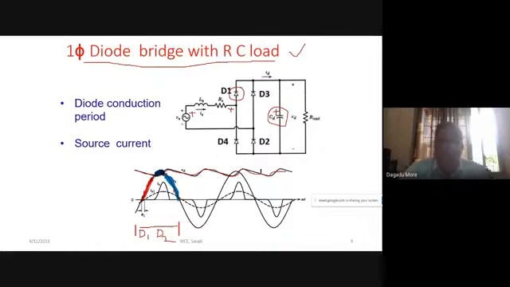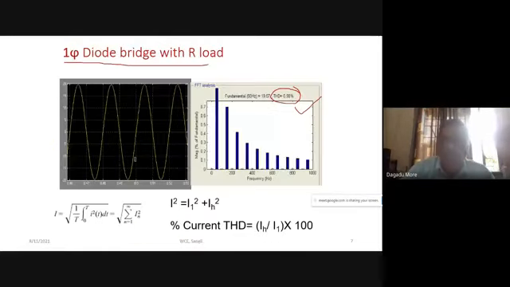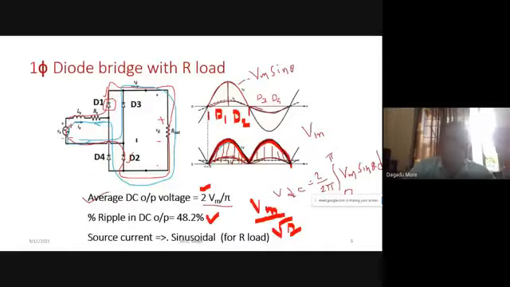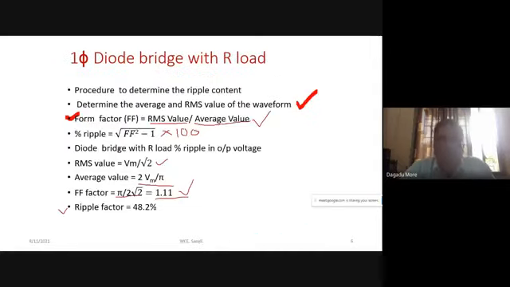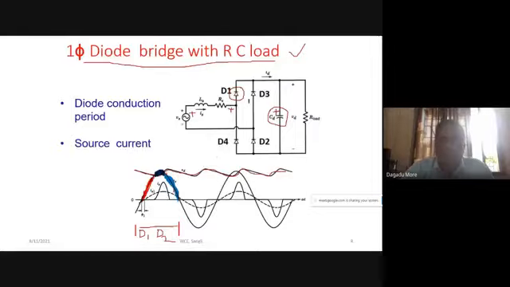So here we say the conduction period of diodes D1 and D2 is less than 180 degrees. Whereas in the earlier case, each diode was conducting for 180 degrees, here these diodes conduct for less, maybe 40 degrees or maybe 70 degrees. And only when diodes D1 and D2 conduct will current be taken from the supply.